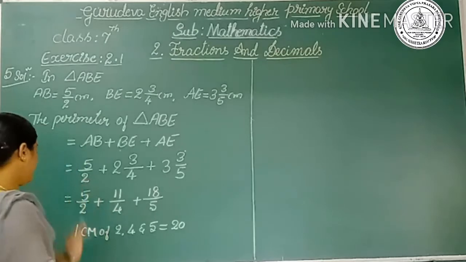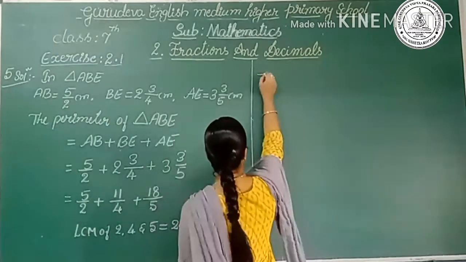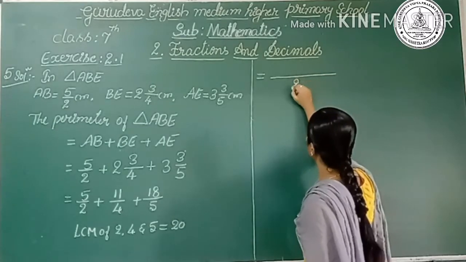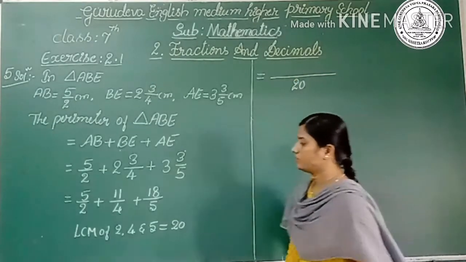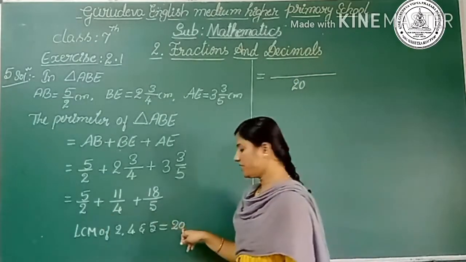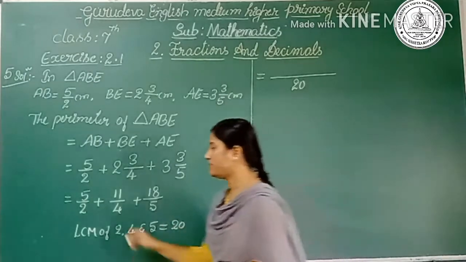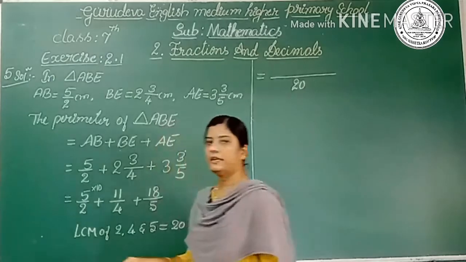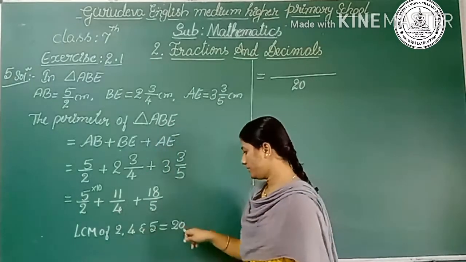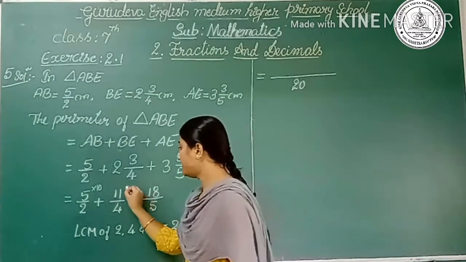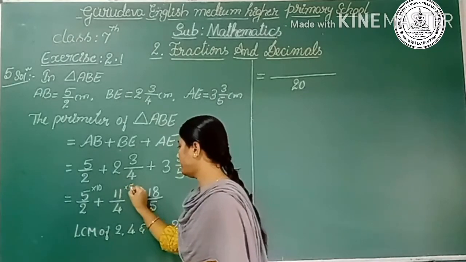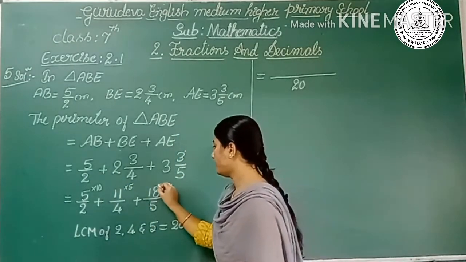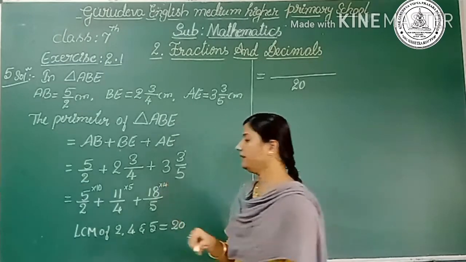Okay, so let's do it here. The LCM is 20. Now 2 how much are 20? Yes, 2 tens are 20. Just multiply the numerator 5/10. And 4 how much are 20? 4 fives are 20, so multiply the numerator by 5. And 5 how much are 20? 5 fours are 20, so multiply the numerator by 4.